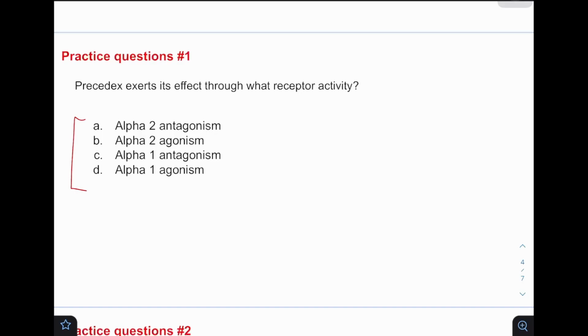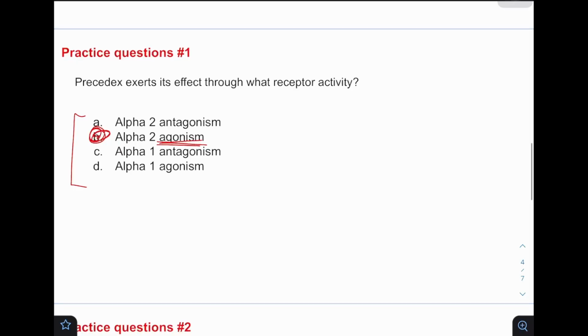There's alpha-2 antagonism, alpha-2 agonism, alpha-1 antagonism, and alpha-1 agonism. And the answer for this is alpha-2 agonism. Remember, it's agonism and not antagonism.